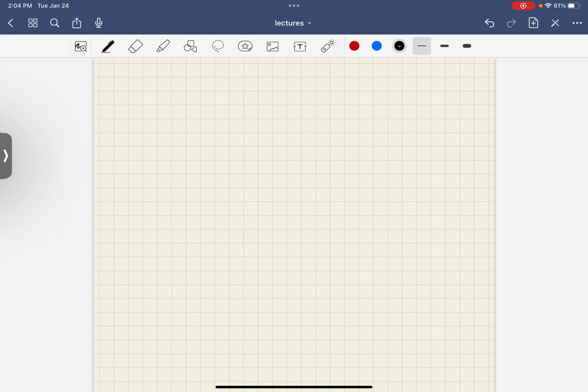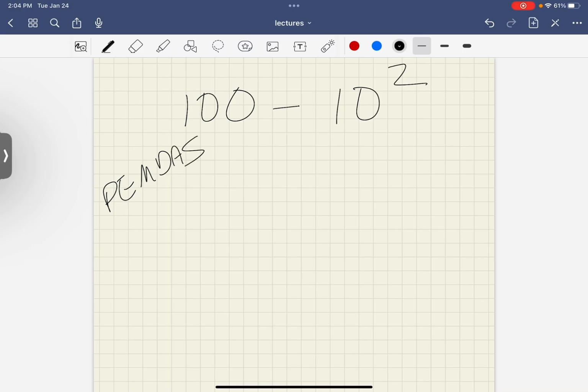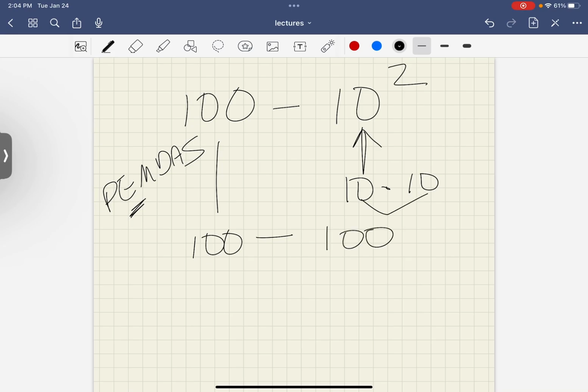It says to simplify 100 minus 10 squared. Well, according to order of operations, remember we have to do parentheses, which we don't have, exponents, which we do have, so we need to do that first. So 10 squared means 10 times 10. So here we bring down the 100 minus 10 times 10, which is 100. And 100 minus 100 is 0. All right?